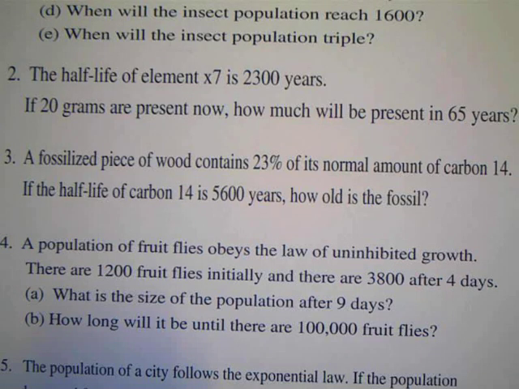Okay, here's another example of growth and decay, and this is number 4. A population of fruit flies obeys the law of uninhibited growth. There are 1,200 fruit flies initially. There are 3,800 after 4 days. What is the size of the population after 9 days?